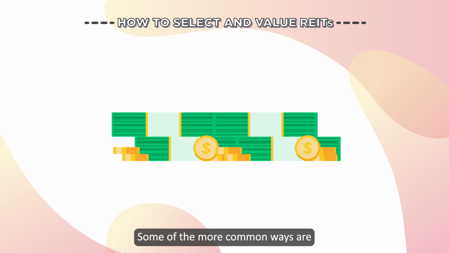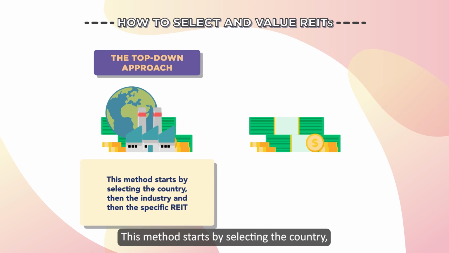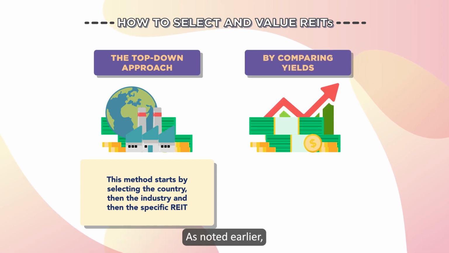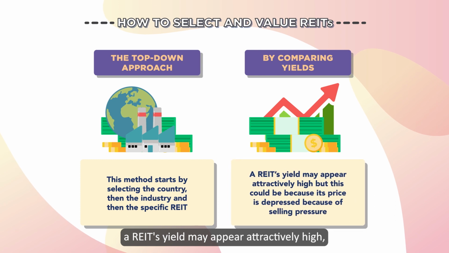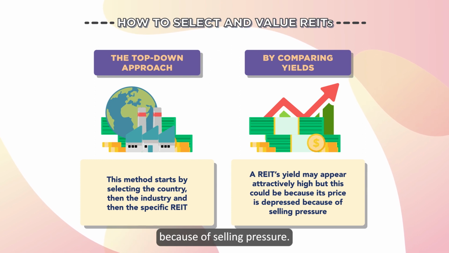There are many ways to select REITs. Some of the more common ways are the top-down approach. This method starts by selecting the country, then the industry, and then the specific REIT. By comparing yields. As noted earlier, a REIT's yield may appear attractively high, but this could be because its price is depressed because of selling pressure.